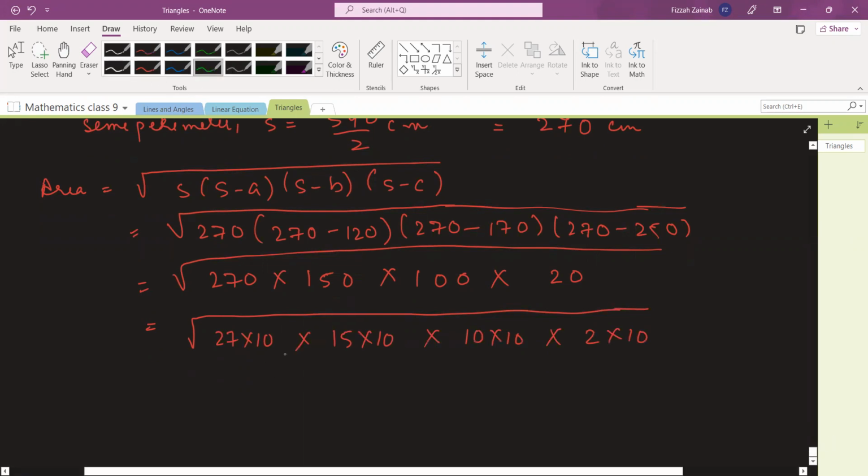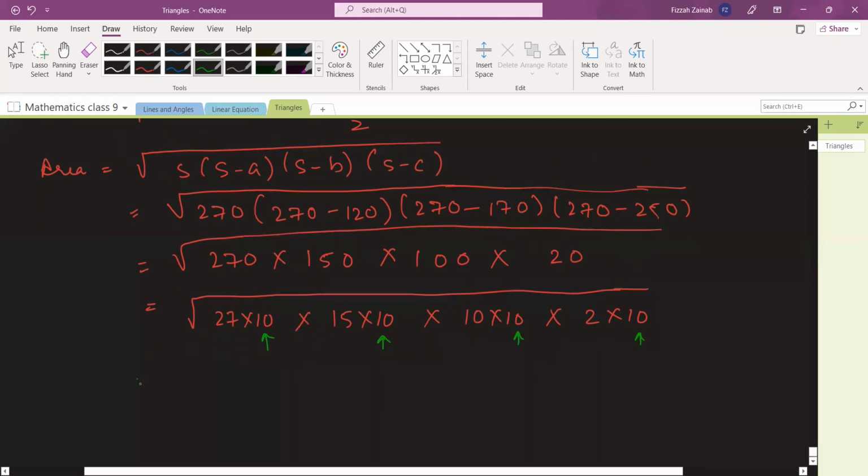So now you have 4 tens here, right? 1, 2, 3, 4. So that means 2 tens will come out of the square root. So 10 into 10 I am taking it. Is that clear? So inside you only have 27 into 15 into 10 into 2. Is that understood by everyone here?